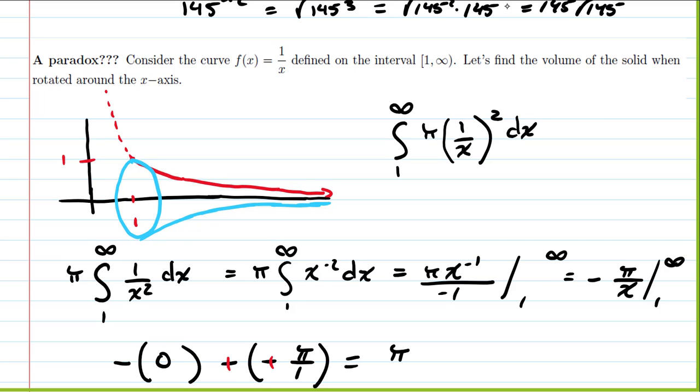Well, if I had pi cubic units of paint, what could I do? I could fill up that horn with paint, right? But then what would happen if I tried to paint the surface of this? How much paint would I need? An infinite amount of paint. Right? That seems a bit paradoxical because it has a finite volume but an infinite surface area. So what's going on here, right? Something doesn't pass the smell test here, right?